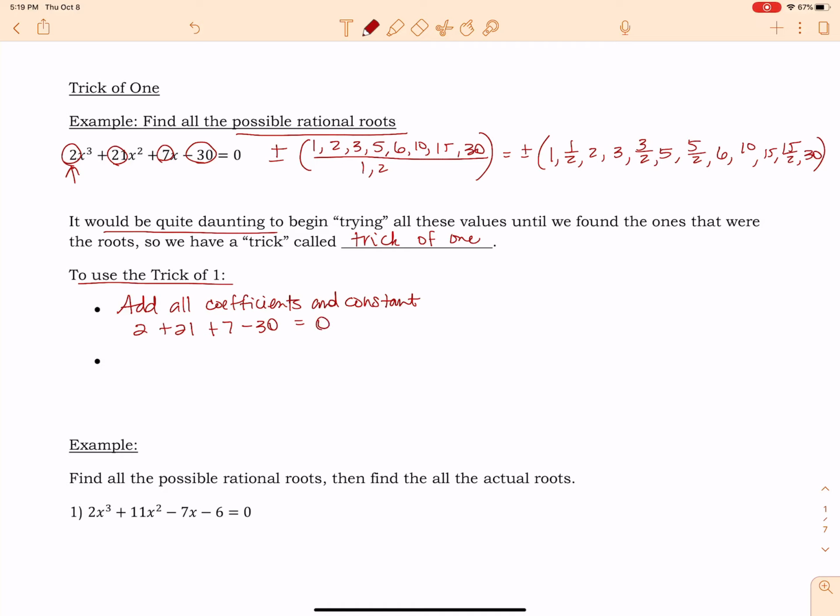Now, the next thing you have to pay attention to for the trick of 1, if the above sum equals 0, then 1 is a solution. And alternatively, if it does not equal 0, 1's not a solution. So that's why we call it the trick of 1.